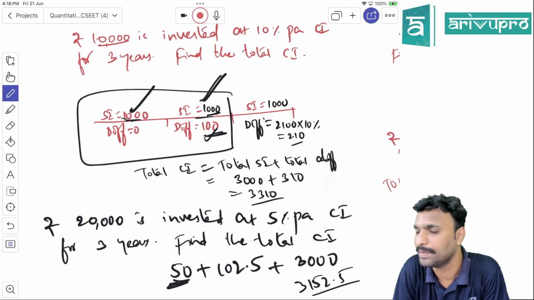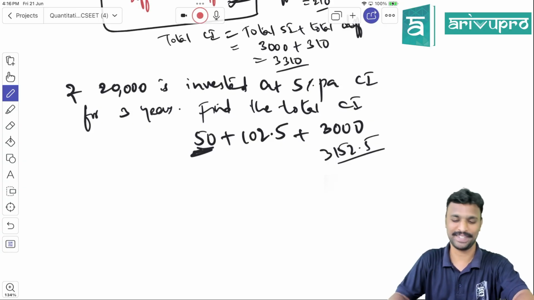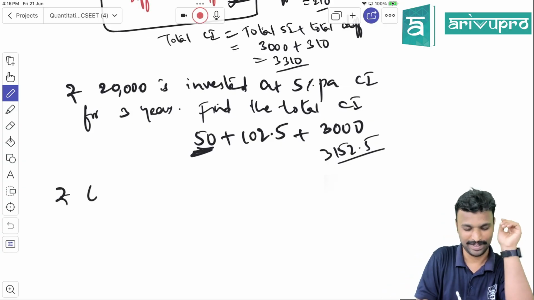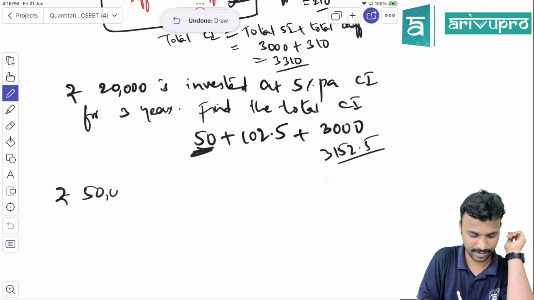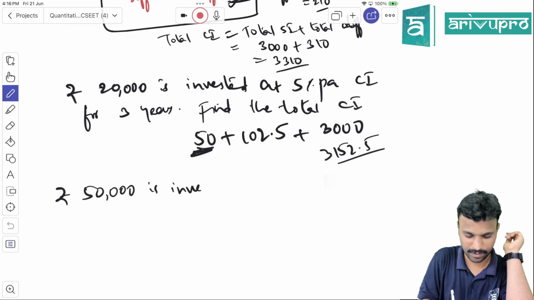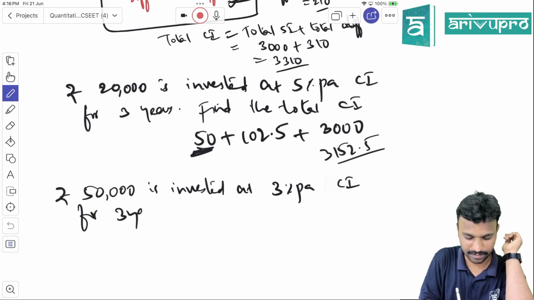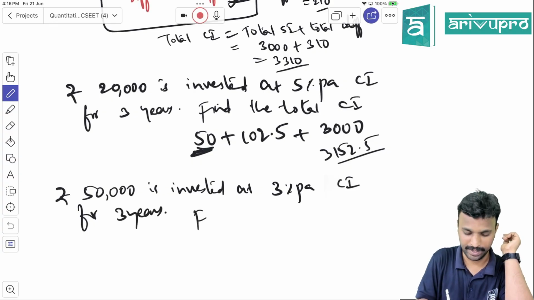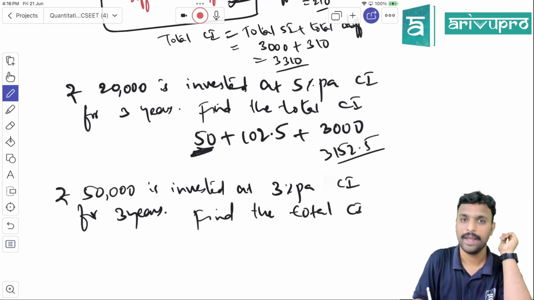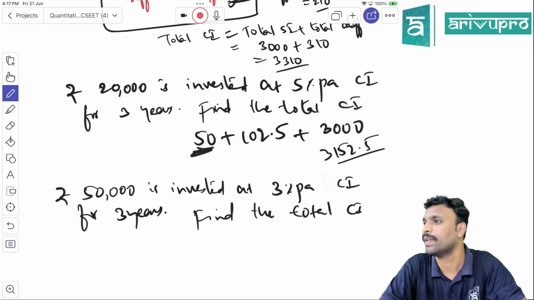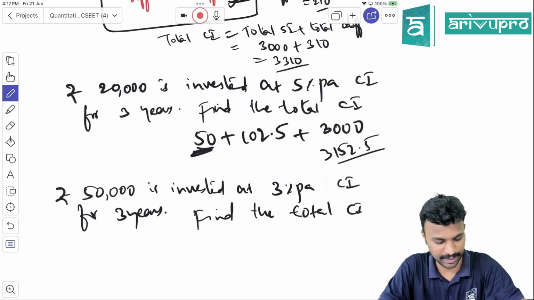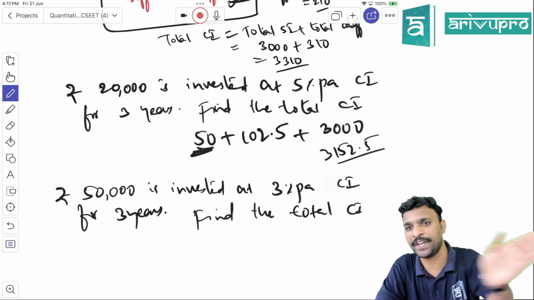One more. Rupees 50,000 is invested at 3% per annum CI for 3 years. Find the total CI. Now SI for 1 year: 1% is how much? 500. So 1500. SI for the first year is 1500. So SI for 3 years is 4500.